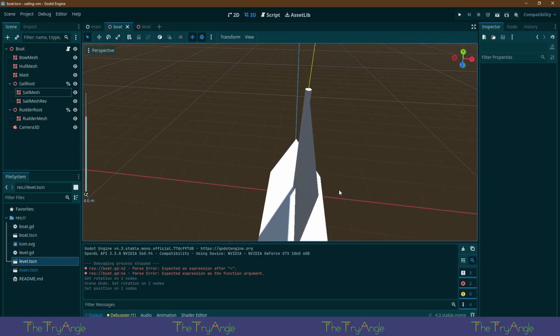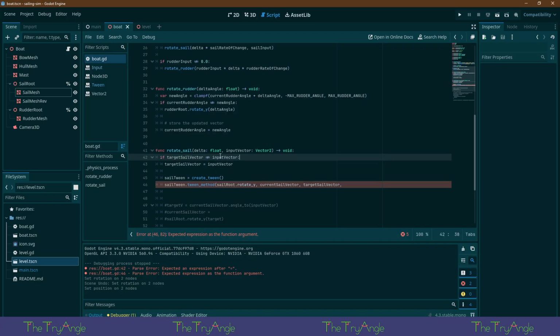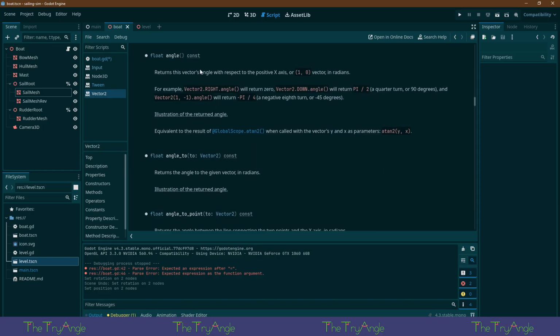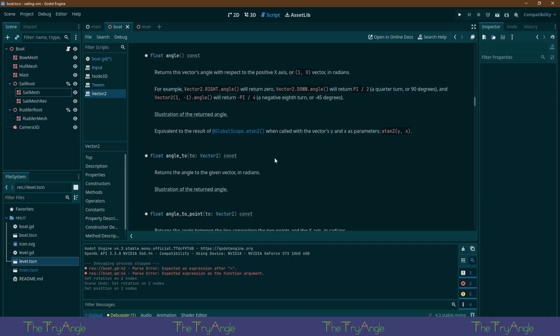All right, you'll go over here. All right, so there's our sail. And let me think here. I want the angle for this. So input vector angle, and that angle should just be from that x-axis. Okay. There we go.